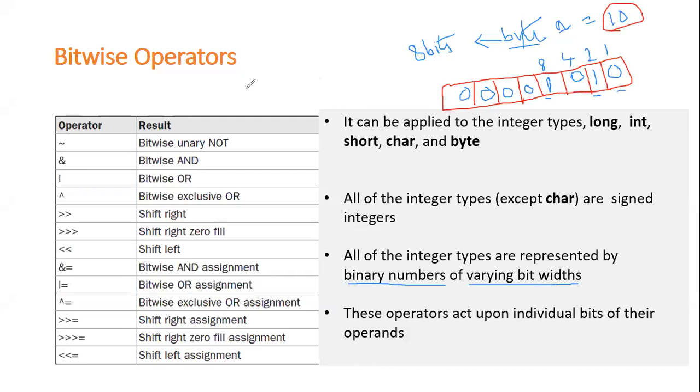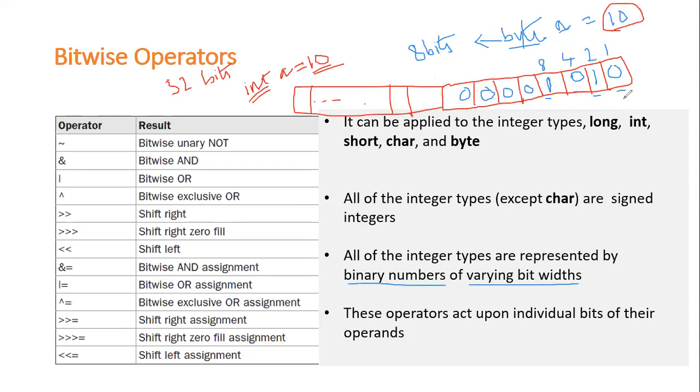The same thing, let us assume I have done int a equal to 10. Now, integer is going to occupy how many bits? Integer is going to occupy 32 bits. So now I should represent the same number in terms of 32 bits. I should extend this box, and the count should be 32.